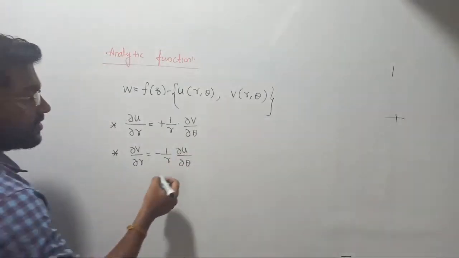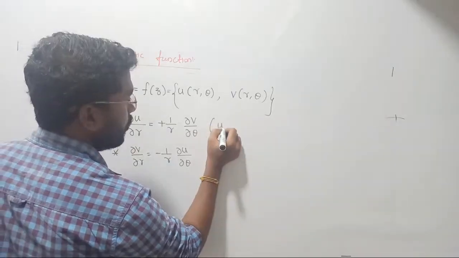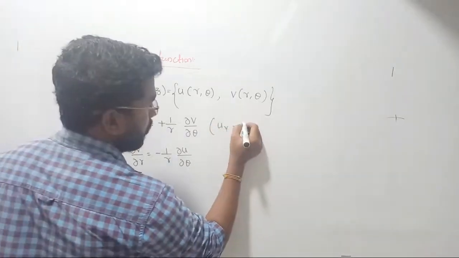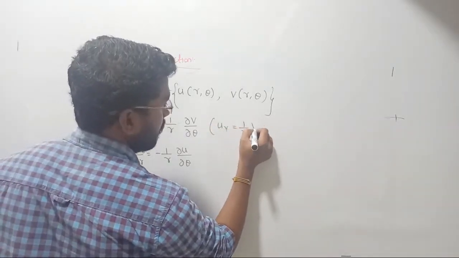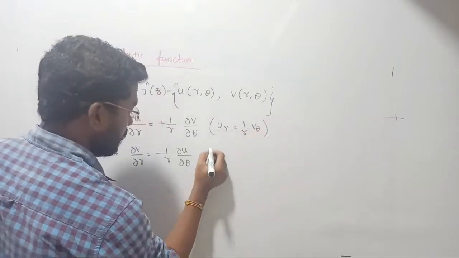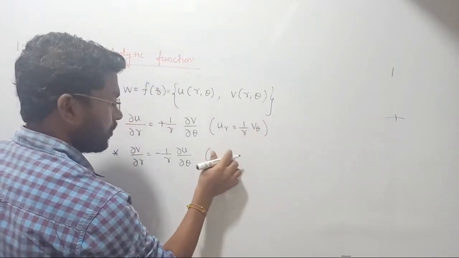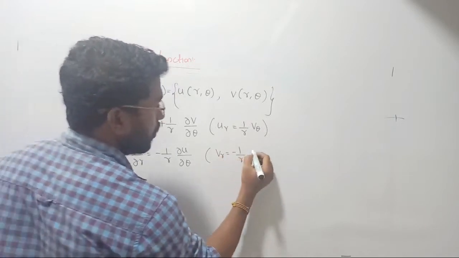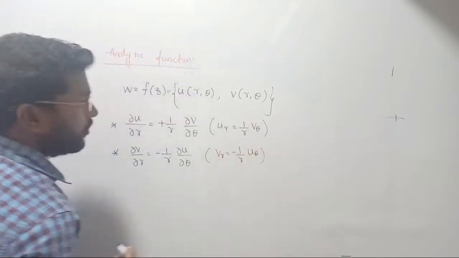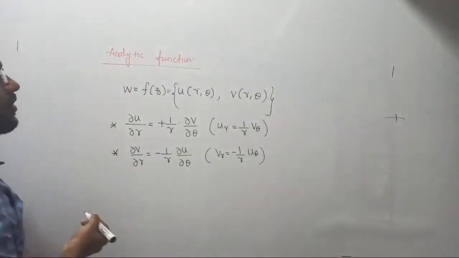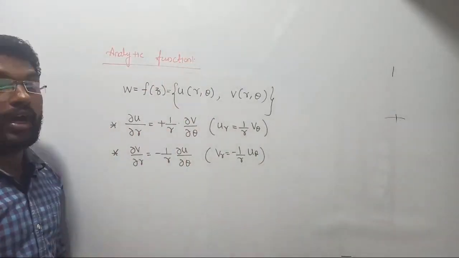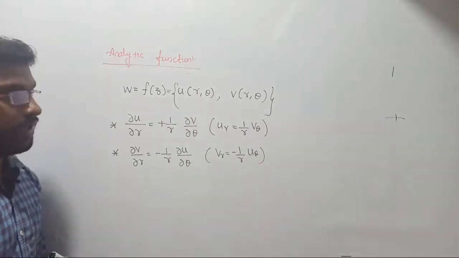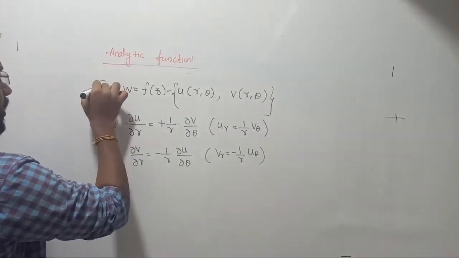Clear? If this condition is satisfied, how can we write this? u r equal to 1 by r times v theta. This can be considered as v r equal to minus 1 by r into u theta. Clear? If these two conditions are satisfied, then the given function is said to be analytic in the polar domain. Things are clear, right?